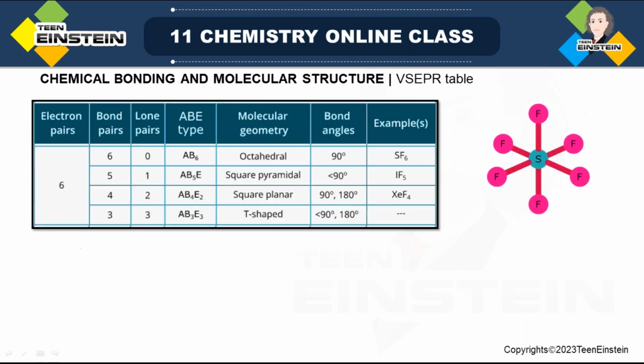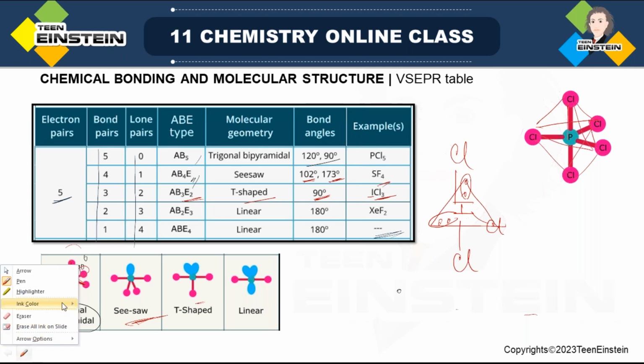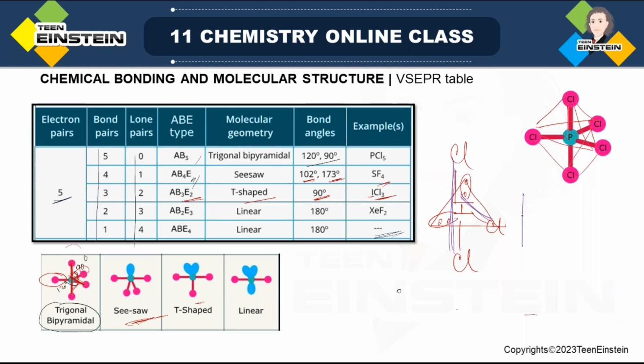Then okay, let me draw it. SF4 I have already done, and if it is ICl3, so this is the triangle, two lone pairs you have to place. This is chlorine, this is chlorine, this is chlorine. So if you just focus on this part without the lone pair, it looks like T. Okay, and this angle 90 degree, this angle 90 degree.